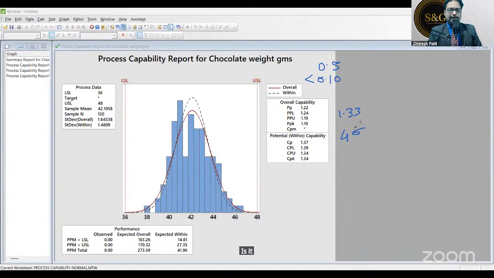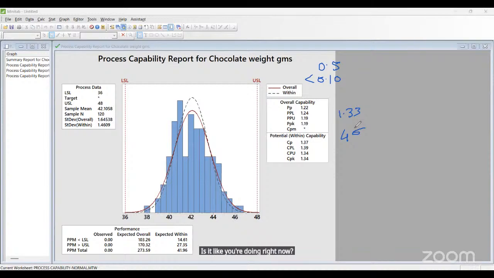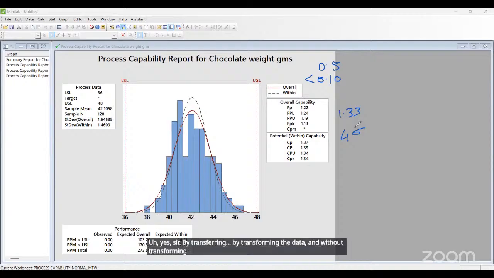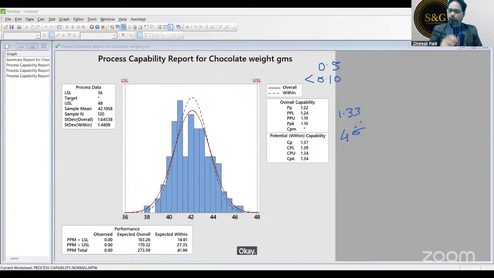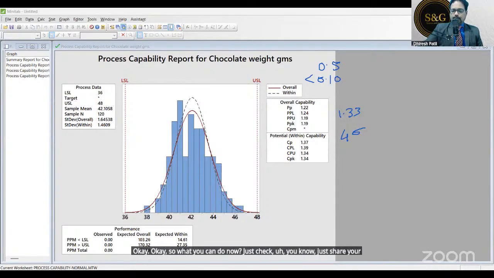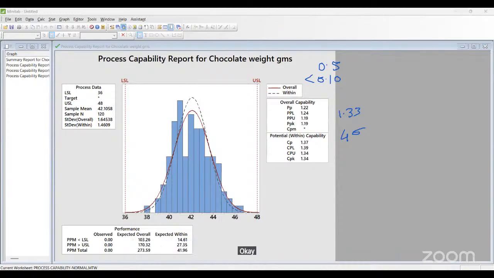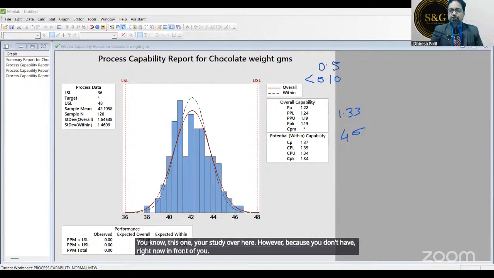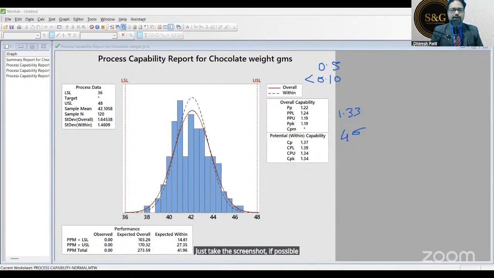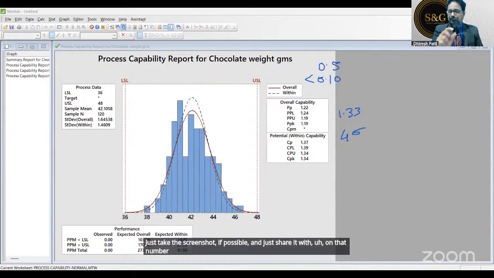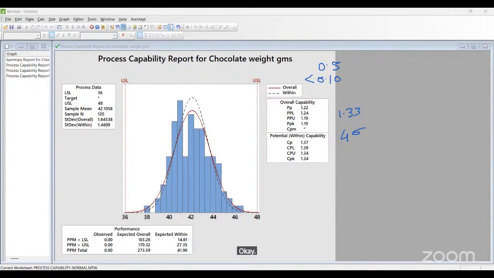Is that what you're doing right now? Yes, sir. I check both ways, by transforming the data and without transforming it. Okay, so what you can do now is take a screenshot of your study if possible and share it, and specifically we can guide you on whether you should transform the data or not. Transformation is a last resort.